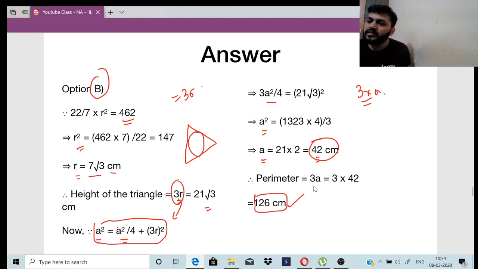Clear everyone? Shall I move on to the next one? Arey, it is the formula, baba. This is the formula, h equals 3r. Yes, you can expect such questions.